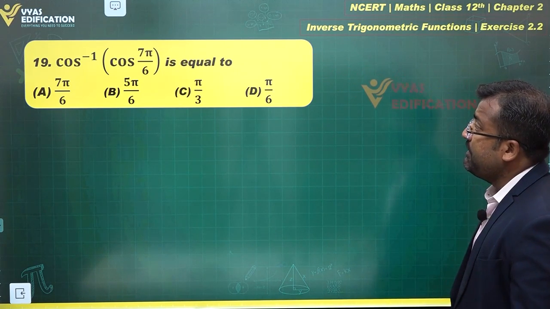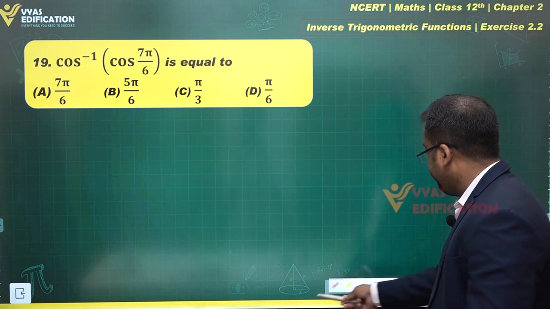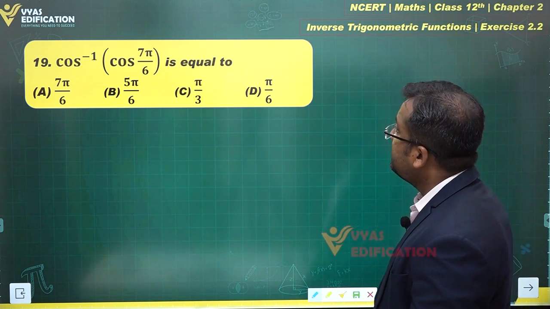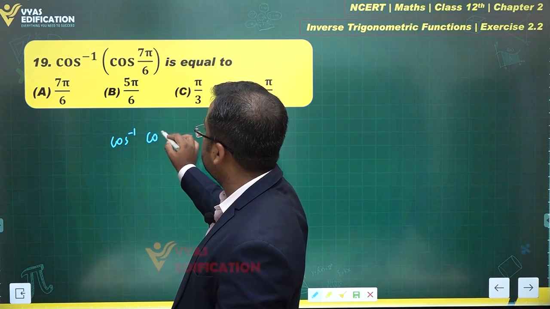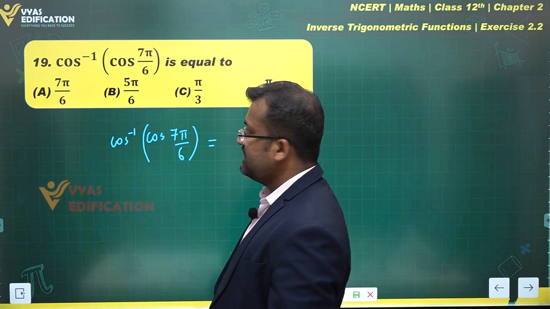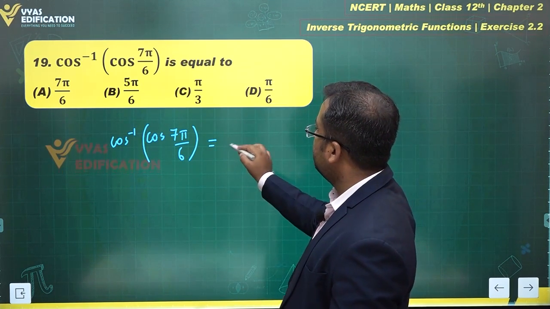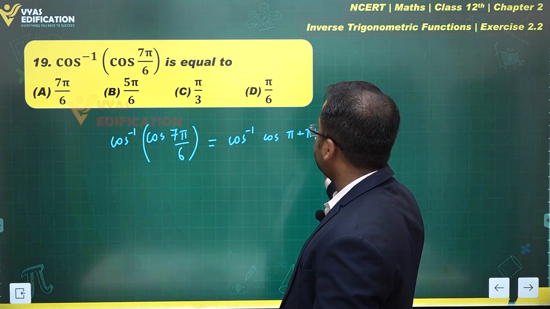Cos inverse cos 7 pi by 6 is equal to what? Which of these options do you think will be correct over here? Let's try to simplify this. Cos inverse cos 7 pi by 6. Now this 7 pi by 6 over here is actually pi plus pi by 6, right? So this is cos inverse cos of pi plus pi by 6.